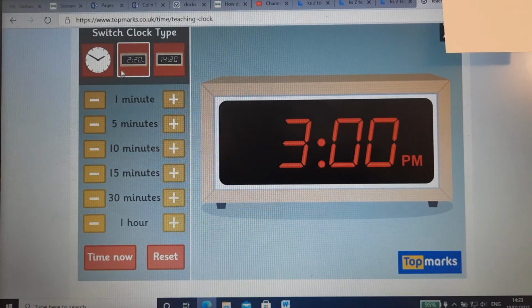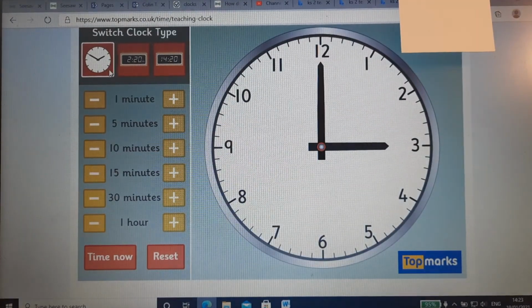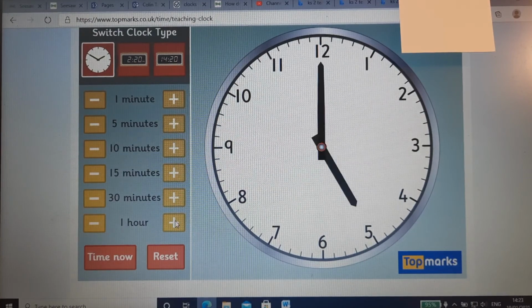Let's have a go at another one. Going to change it again. And this time we're going to go for 5 o'clock in the afternoon. What would that be as a digital time? Press pause and write that down.